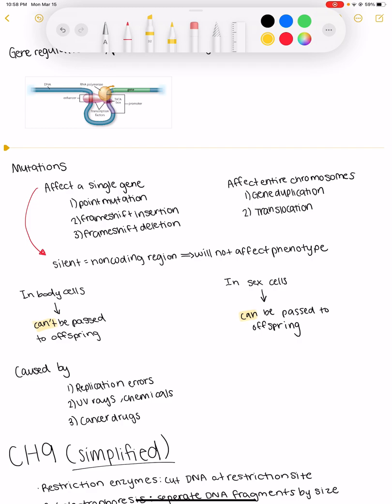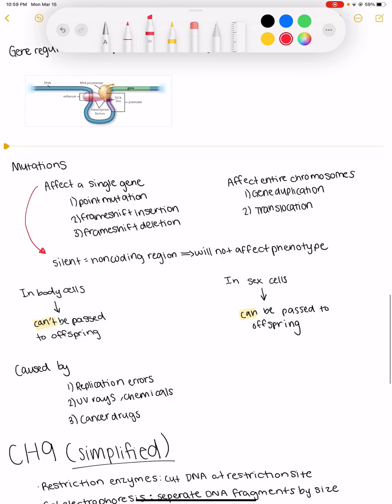And mutations can be caused by a couple of different things. These are the examples that we talked about in class that you should keep in mind, but they could be caused by replication errors that our DNA polymerase maybe didn't catch. It could also be caused by UV rays, chemicals, things of that nature, different mutagens, or even drugs that we use in cancer treatment.